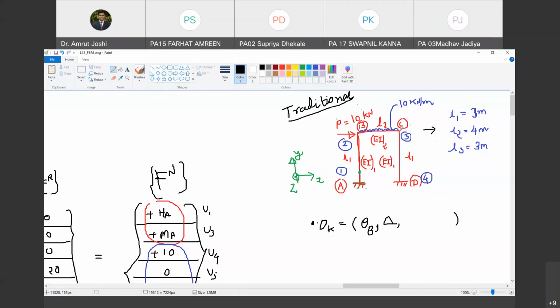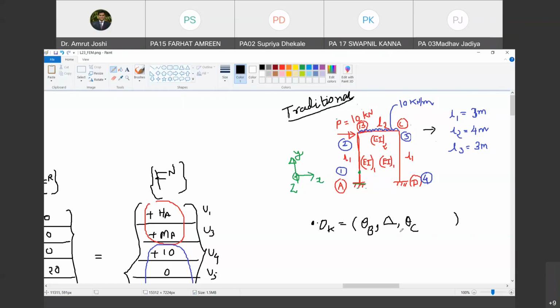What is the degree of freedom at joint C? We have theta C and delta. Delta of B and delta of C has to be equal so that there is no extension of member BC. So we say that all the members are actually inextensible. That is the first assumption with which we have solved all such class of problems in structural analysis.